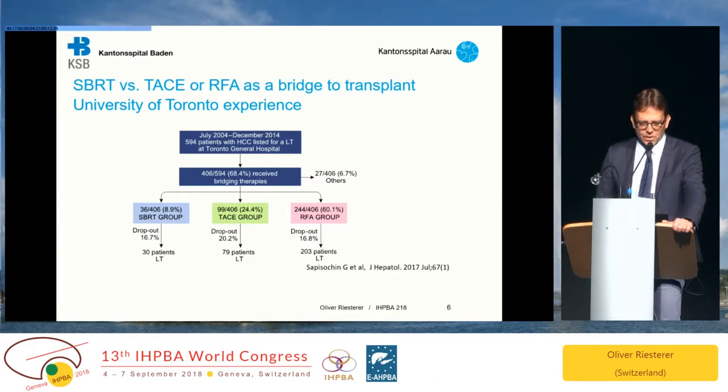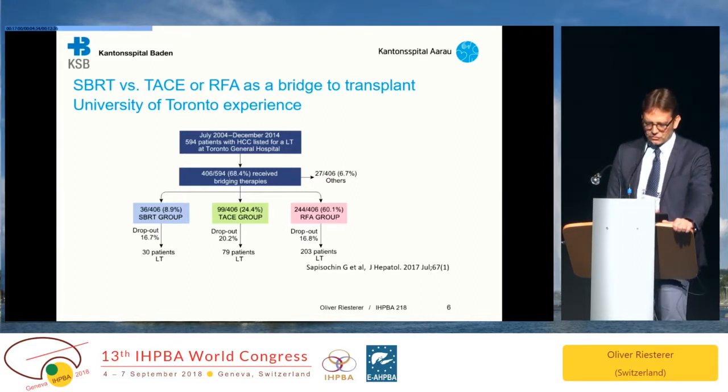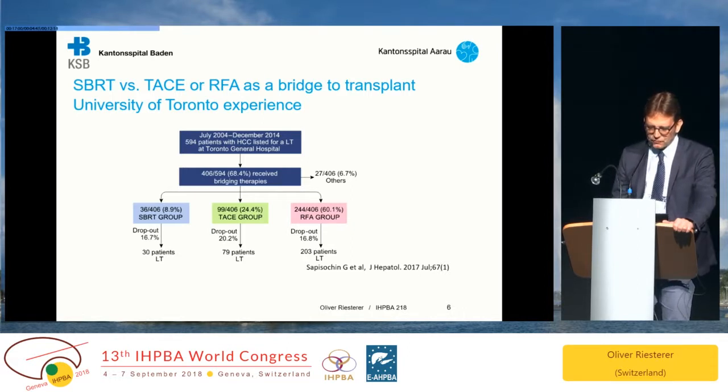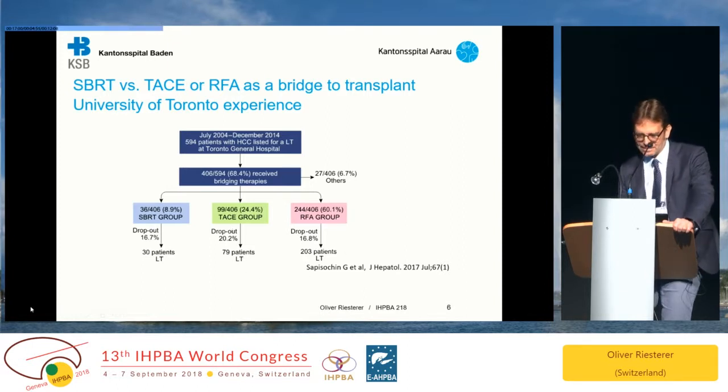Now I come to stereotactic radiotherapy as a bridge to transplant. This is the University of Toronto experience. They used bridging therapies in 406 patients out of 594 transplanted patients. So you can see here in 36 patients they used SBRT, in 99 patients TACE, and in 244 patients they used RFA.